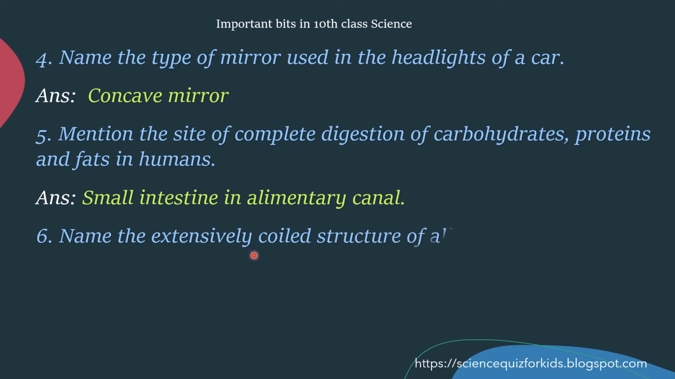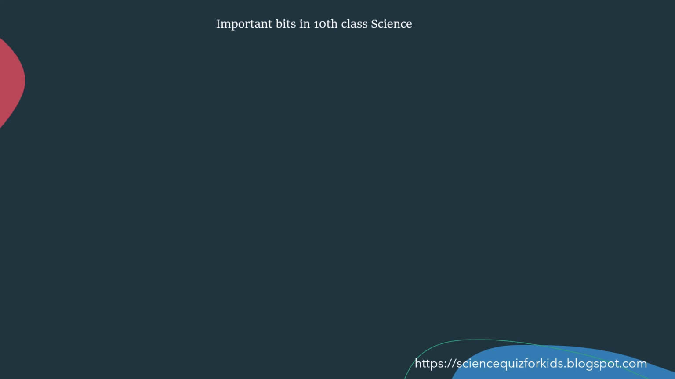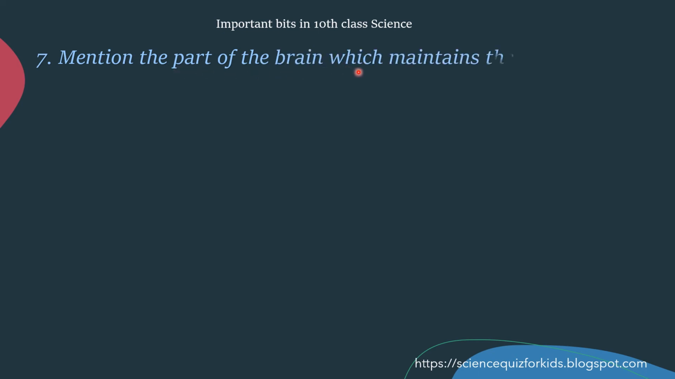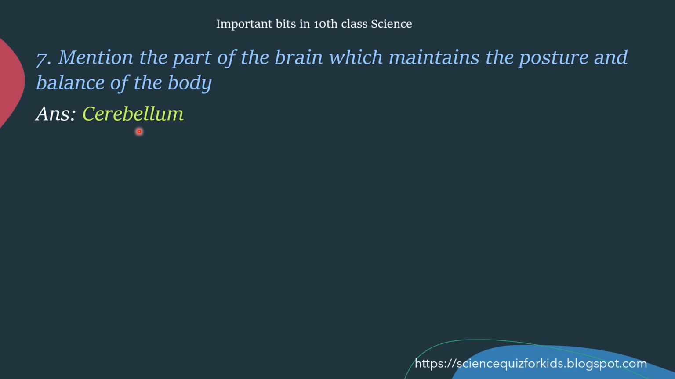Name the extensively coiled structure of alimentary canal. Ileum. Mention the part of the brain which maintains the posture and balance of the body. Cerebellum.